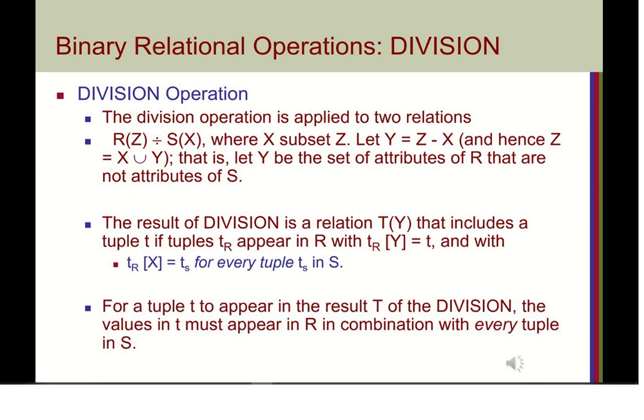Division operation. The division operation is applied to two relations R(Z) divided by S(X), where X is a subset of Z. Let Y equal Z minus X, and hence Z equals X union Y. That is, let Y be the set of attributes of R that are not attributes of S. The result of division is a relation T(Y) that includes a tuple t if tuples tR appear in R with tR[Y] equals t, and with tR[X] equals tS for every tuple tS in S. For a tuple t to appear in the result T of the division, the values in t must appear in R in combination with every tuple in S.